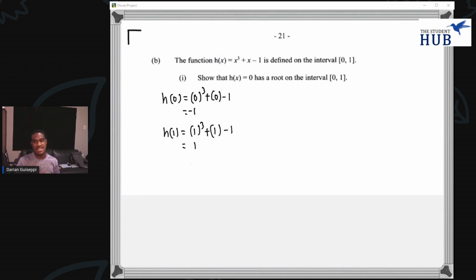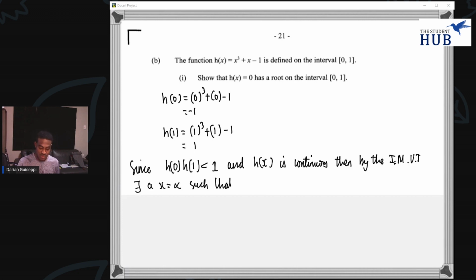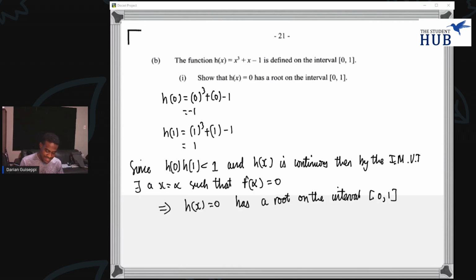We need to tie it up by making a statement, right? We need to state that since h of 0 times h of 1 is less than 0, and h of x is continuous, then by the intermediate value theorem, there exists, that's that symbol there, an x equal to alpha such that f of alpha is equal to 0. This implies that h of x is equal to 0 has a root in this interval, right? So that's basically it. That would tie up the question and give you the remaining marks.